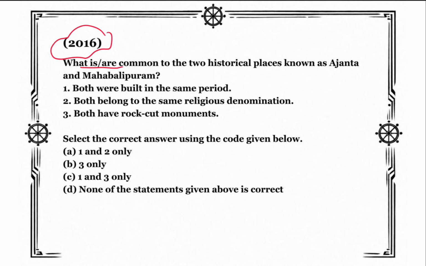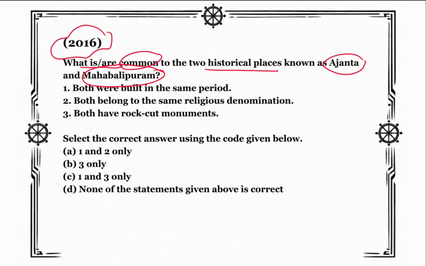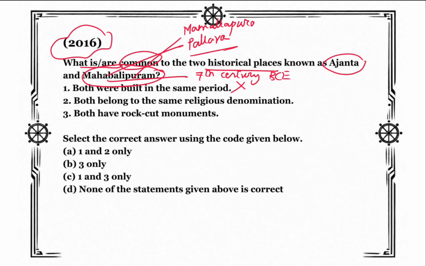In 2016, we were asked, what is common to the two historical places known as Ajanta and Mahabalipuram? Both were built in the same period? No. The Ajanta caves were built from 2nd century BCE to 1st century CE. The later phase of it was 5th century CE. Versus Mahabalipuram, built in the 7th century CE. Mahabalipuram is predominantly associated with the Pallava dynasty. Mahabalipuram is also called Mamallapuram after its creator, who was also called Mamalla. The king associated with this is Narasimhavarman I.